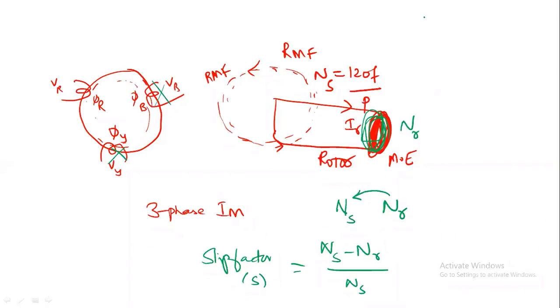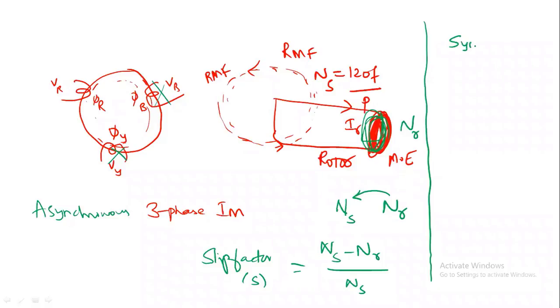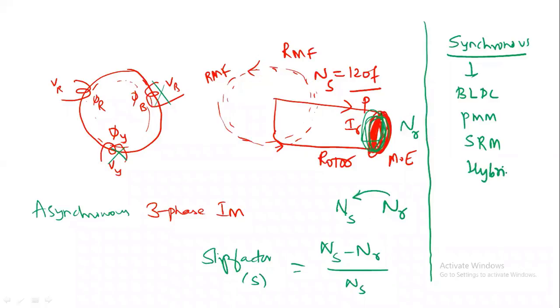So now one short note I want to make over here. I talked about asynchronous three-phase induction motor. Then what do you mean by synchronous motors? There are various types of motors. If you remove brushes in the motor, it becomes brushless DC motor. And if you have permanent magnet, it will become permanent magnet motor. Then you have switch reluctance motor, and so on. You have so many, hybrid SRM hybrid. How to model this?